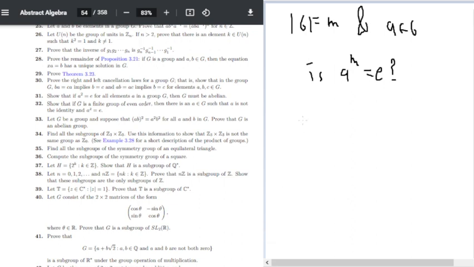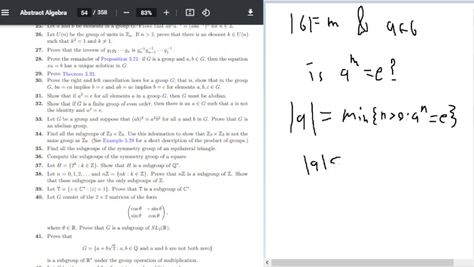For this, we let the order of a equal the minimum n greater than 0 such that a to the n equals e. I think it will be easy to prove that the order of a is less than or equal to m, because if you run into a cycle, that means you've had a new identity element if you're not already the identity element. So we know that the order of a is less than or equal to m.